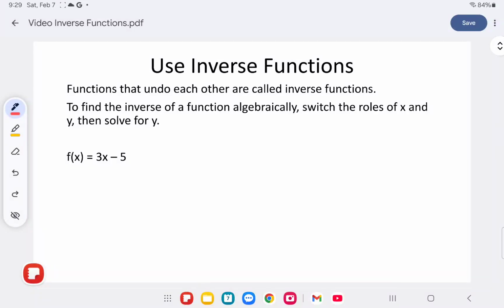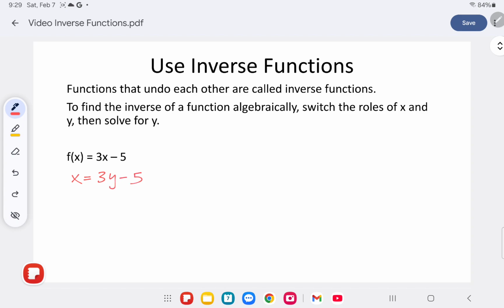Inverse functions are functions that undo each other. Before we talk about what they are, let's just talk about how to find an inverse function. Step one is we are going to flip-flop our x and our y. We're flip-flopping the independent variable with the dependent variable. So f of x, that's our function output, we're going to turn that into the input, and the input becomes the output.